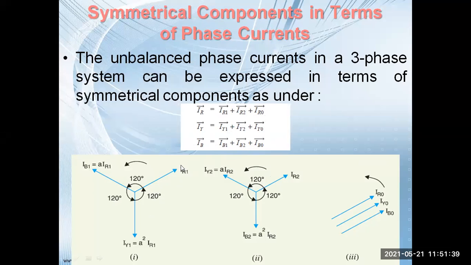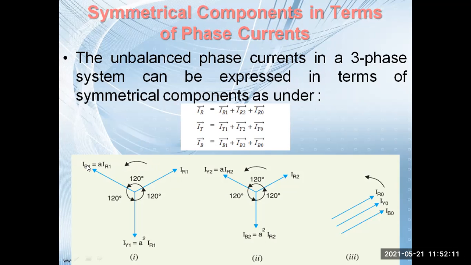So if this is IR1, as I told you for the positive sequence, the phasor rotation will be in the anti-clockwise direction. So IR1, this is the phasor. A 120 degree phase shift will be for IB1, the positive sequence component current of the B phase. And this IB1 will be equal to A into IR1, because if we multiply by the A operator, the phasor gets rotated by 120 degrees. In this case it is in the anti-clockwise direction.